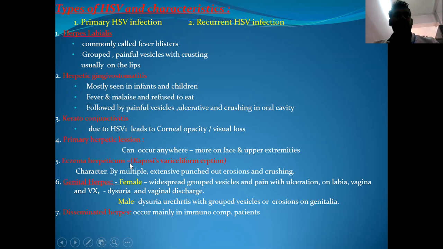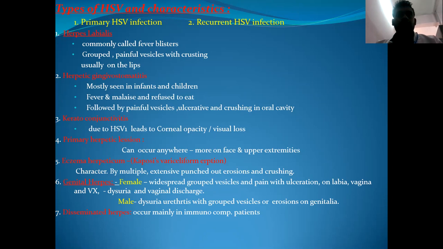Types of HSV and their characteristics we have already seen. It can be either a primary HSV infection or a recurrent HSV infection. Among the cutaneous types, it can come as herpes labialis, commonly known as fever blisters, which presents as grouped painful vesicles with crusting, usually on the lips.